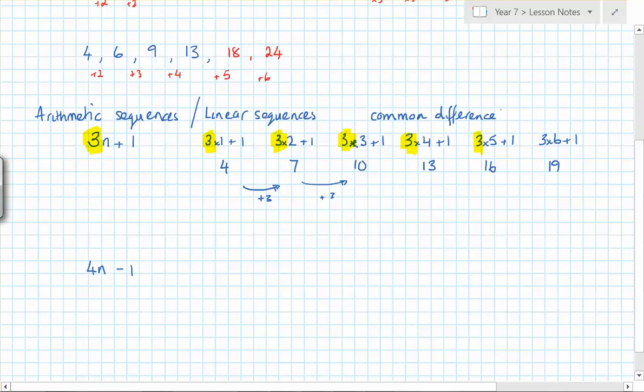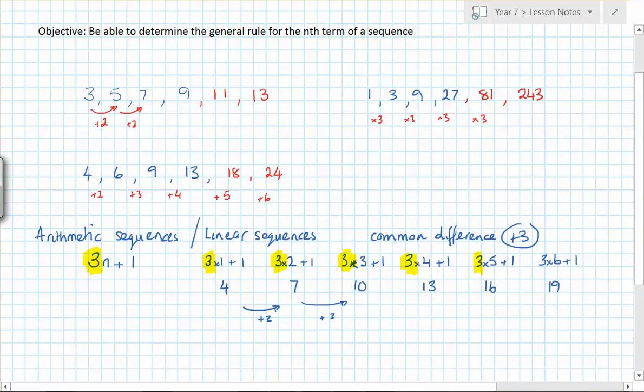And the common difference in this case is plus 3. Now, the ones up here, the times 3, is a different type. Just out of interest, you don't need to worry about this at the moment. This is called a geometric sequence because it's always multiplied. And then the plus 2, plus 3, plus 5, this is going to end up being a quadratic sequence. But they're the kind of ones that we'll get into in years to come.